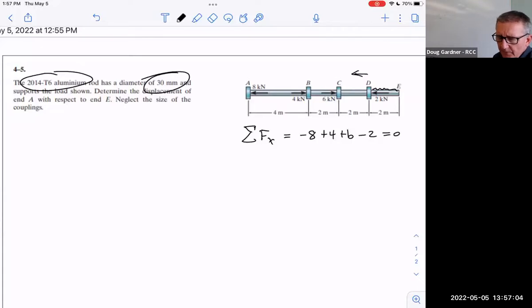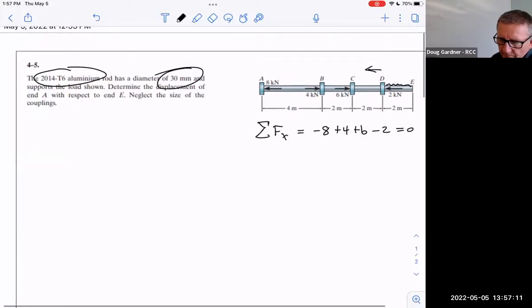Well, are BC and CD, I guess just intuitively, the same? No, I guess not. I was wondering if they would just be the same, right? But in one you'd have a force of 4, and in the other you'd have a force of 2. So it'd be slightly different.